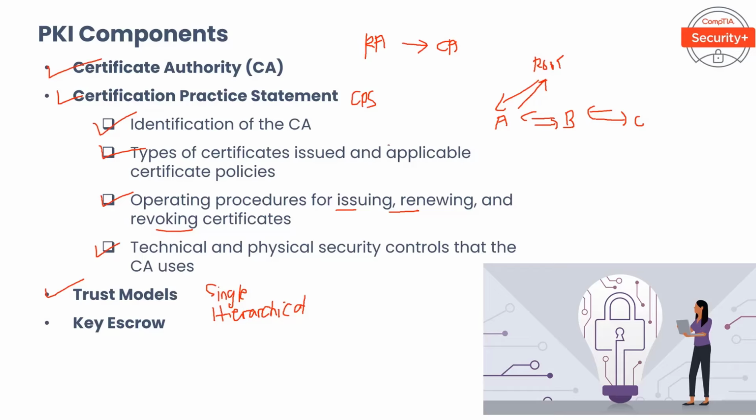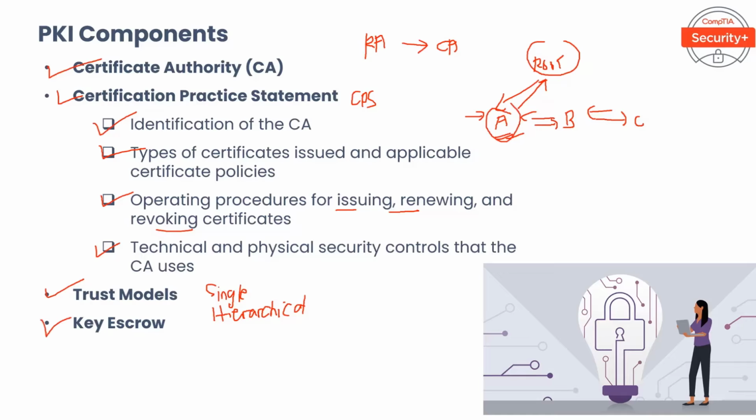A root CA, like this one, differs from the subordinate CAs in that the root CA is usually offline. Okay, remember that if the root CA is compromised, the entire architecture is also going to be compromised. If a subordinate CA is compromised, however, the root CA can revoke the subordinate CA, such as this one. Okay.